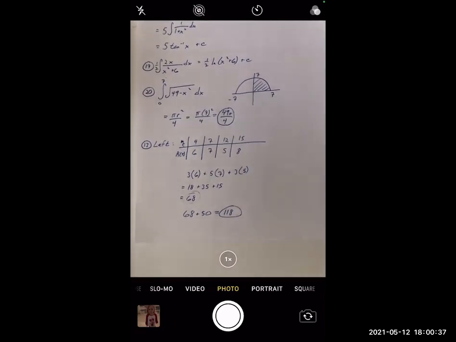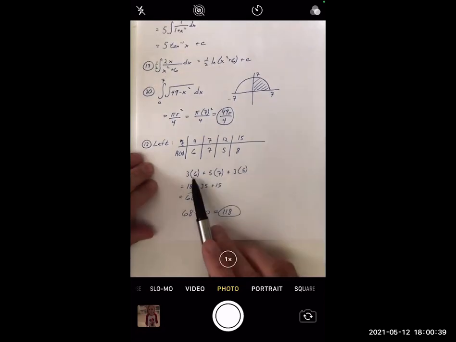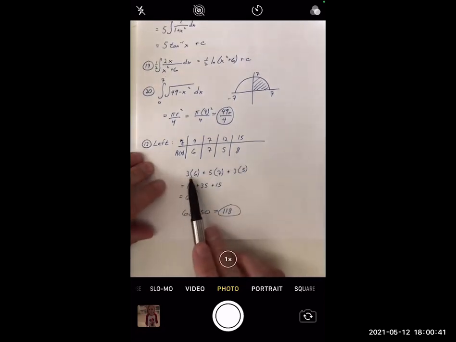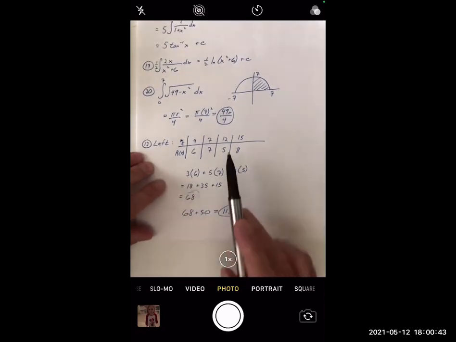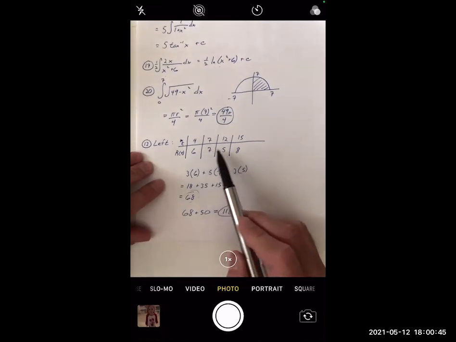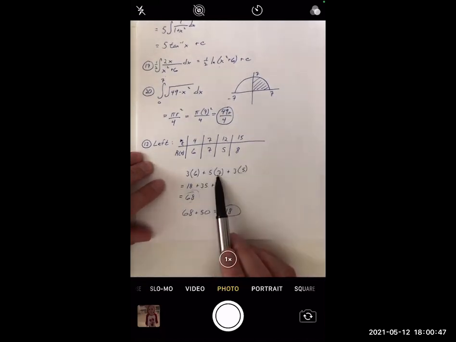So for the right sum, it's pretty much almost the same calculations. The 3, the 5, and the 3 are still there. But then you'd be using 7, 5, and 8 here, here, and here.